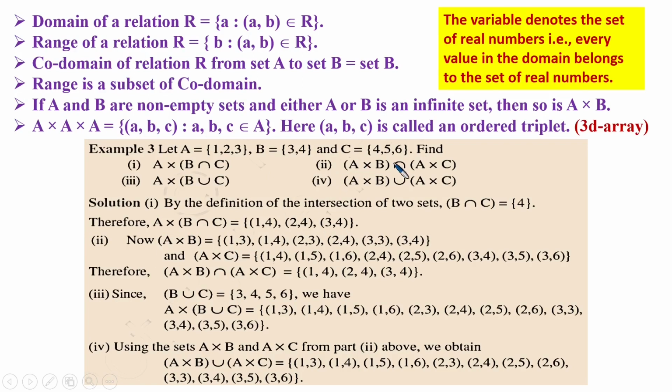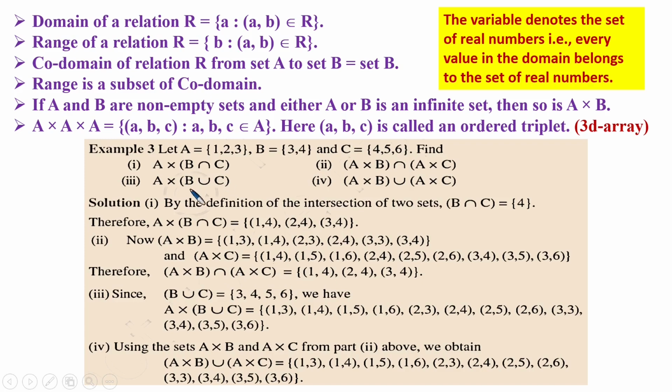Similarly, to find this, you first find the Cartesian cross product of this and the Cartesian cross product of this, and then from these two you find the common elements. This is intersection, and here it is shown. Just pause it and go through it. This is A cross B, you have this. A cross C, you have so many elements, and the common ones are only (1,4), (2,4) and (3,4). So this is your answer.